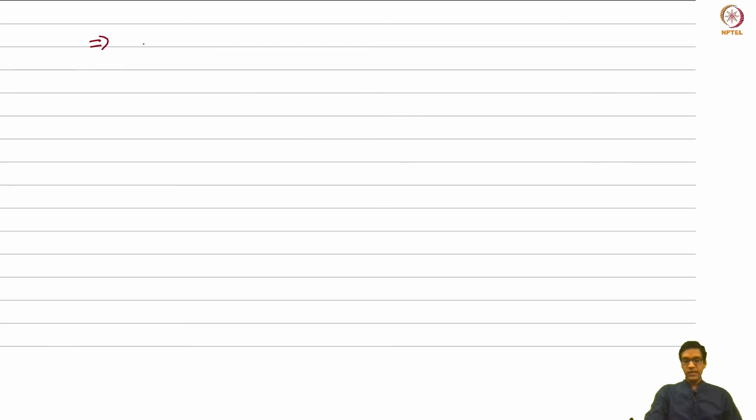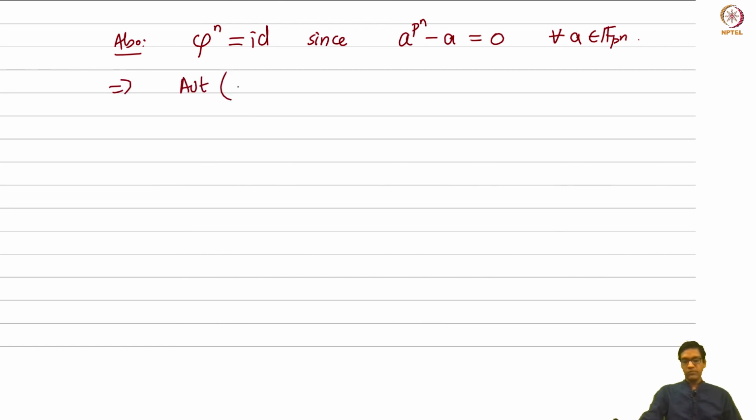So what this means is, and of course phi to the n is the identity is clear. Also observe, more or less by the definition of the finite field, phi to the n is surely the identity, since a to the p to the n minus a is 0 for all a in the finite field. So the conclusion is that the Galois group, the automorphism group of F_p^n over F_p, is exactly the cyclic group generated by phi. What are the elements? Identity, phi, phi squared, and so on, up to phi to the n minus 1.